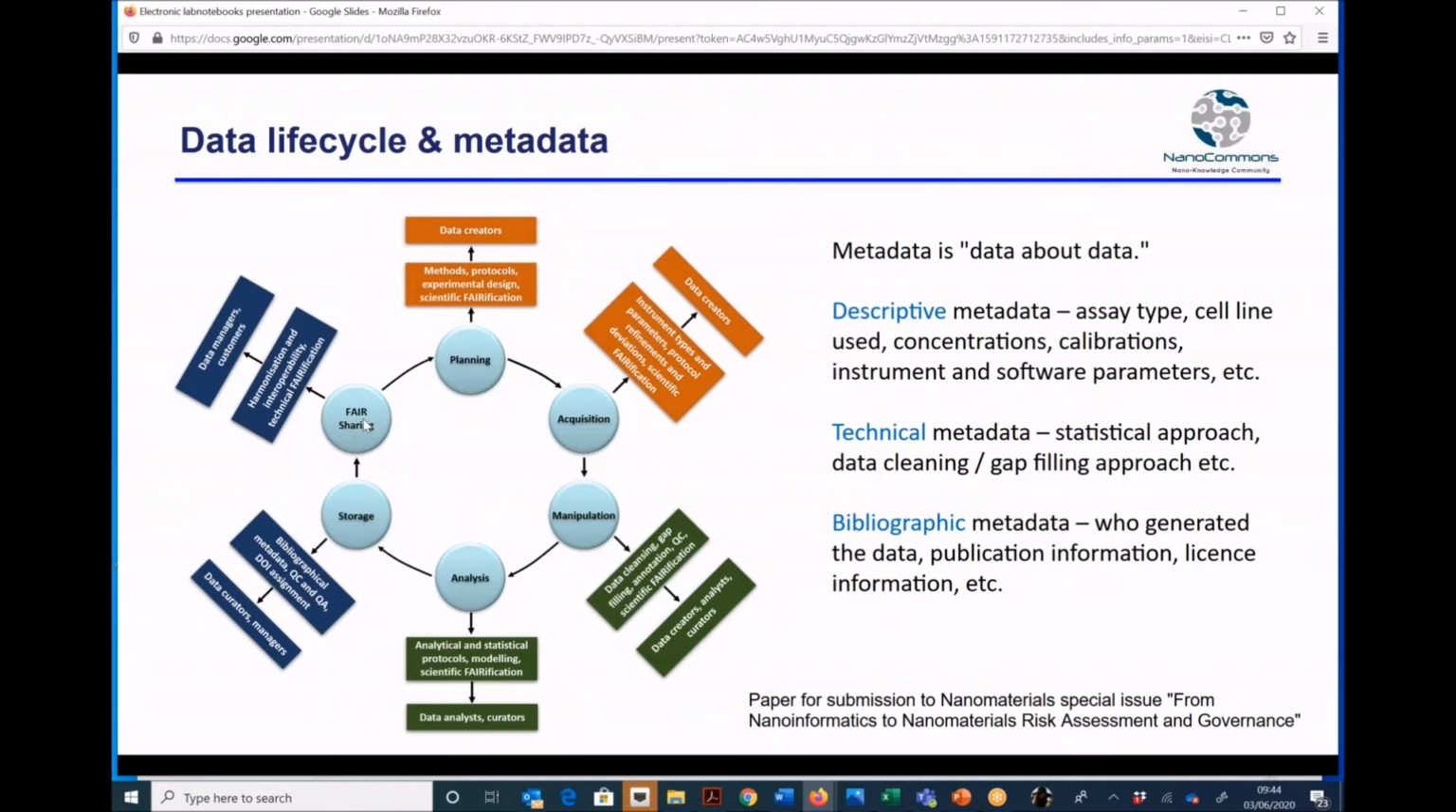So some of the aspects of making data FAIR are very much on the database you put it in. And all of this is described in a paper that we're just about to submit to Nanomaterials, so you can have much more detail about it shortly.